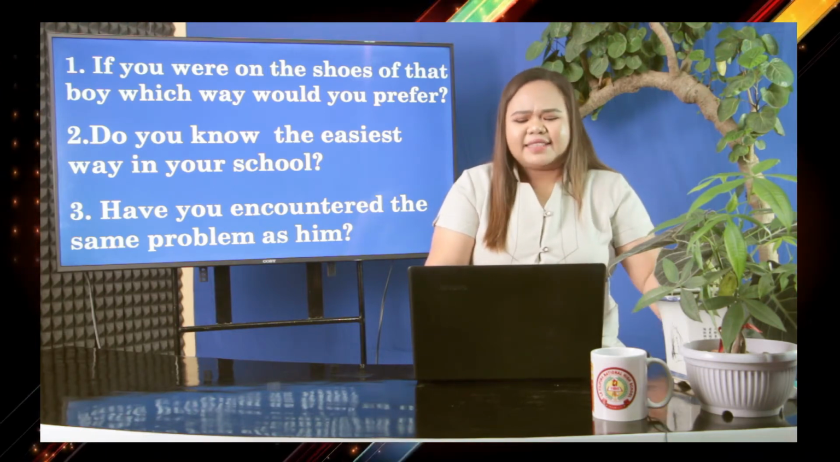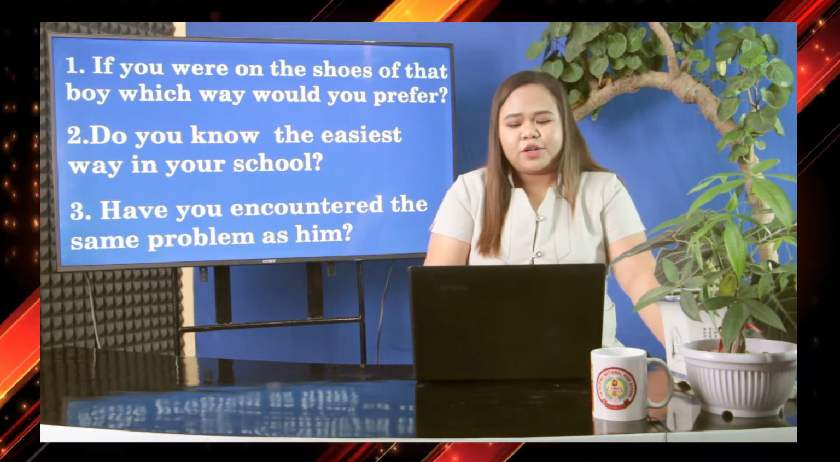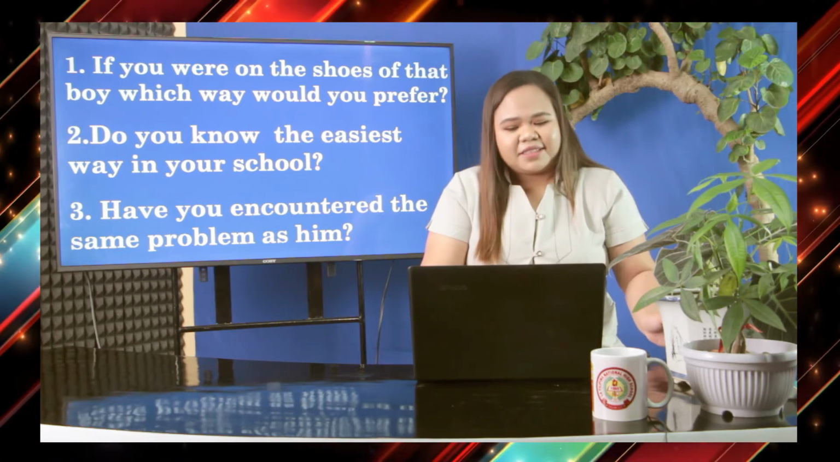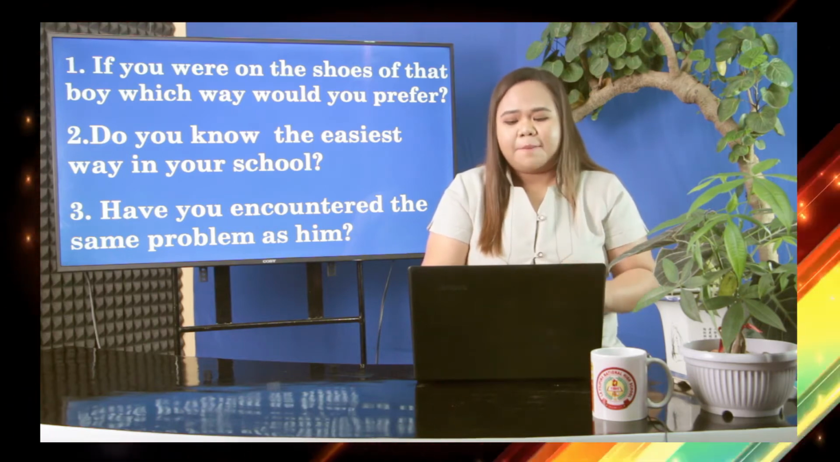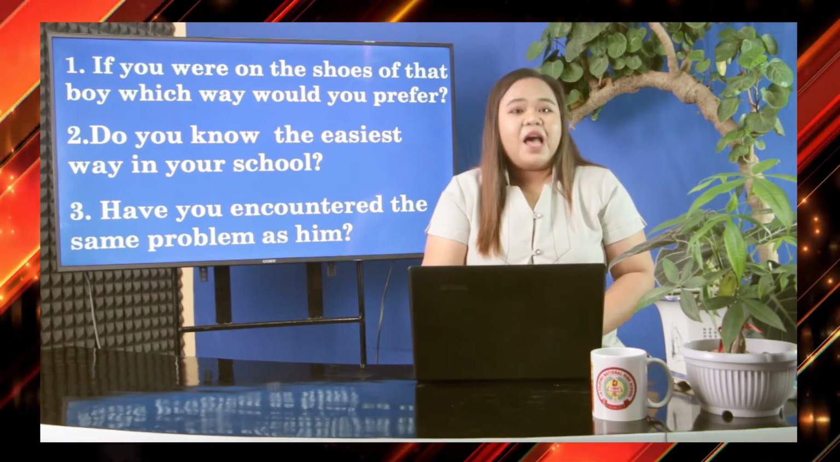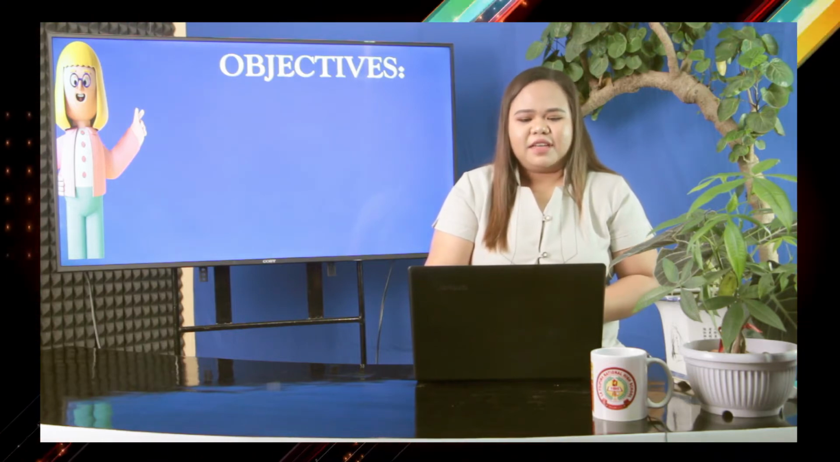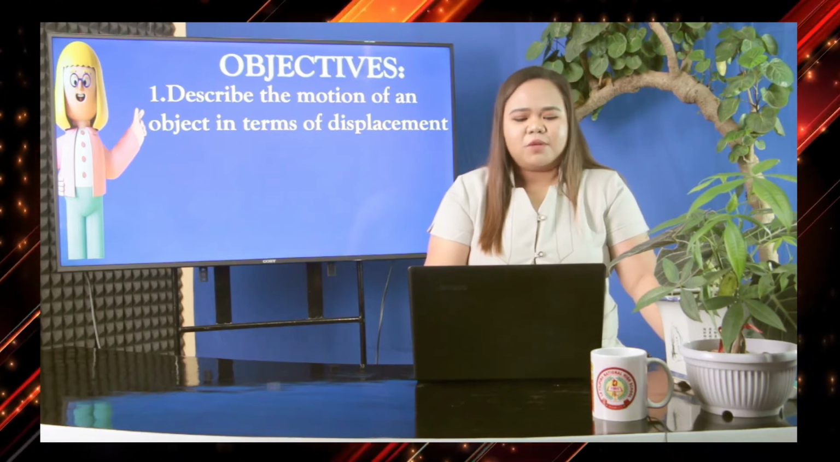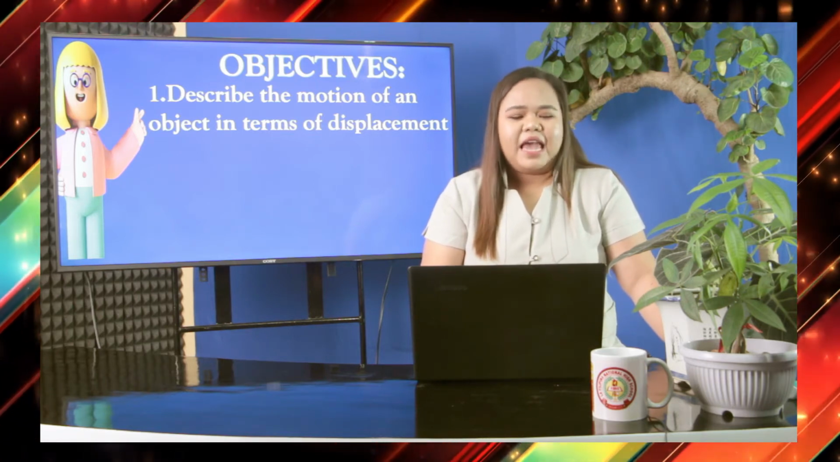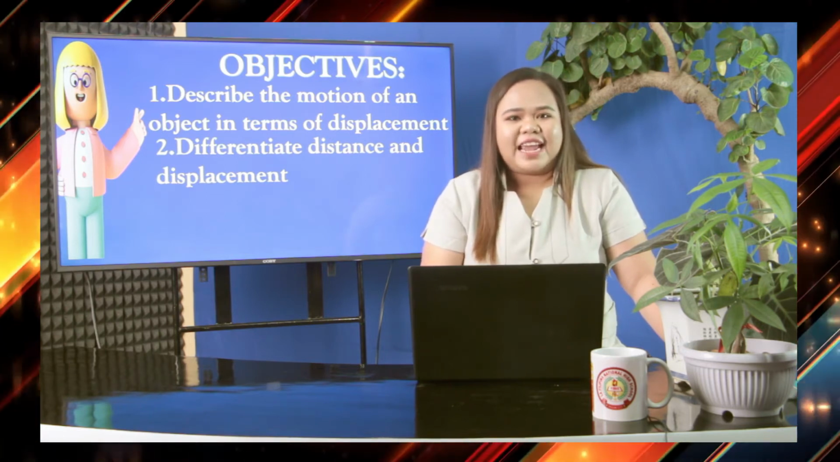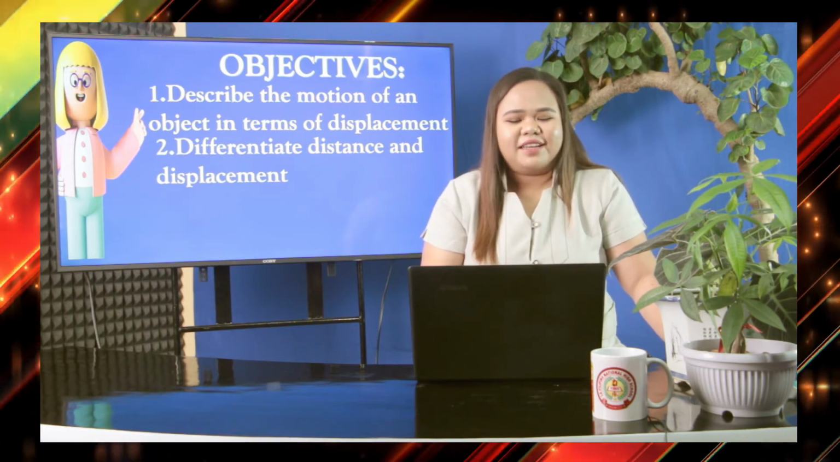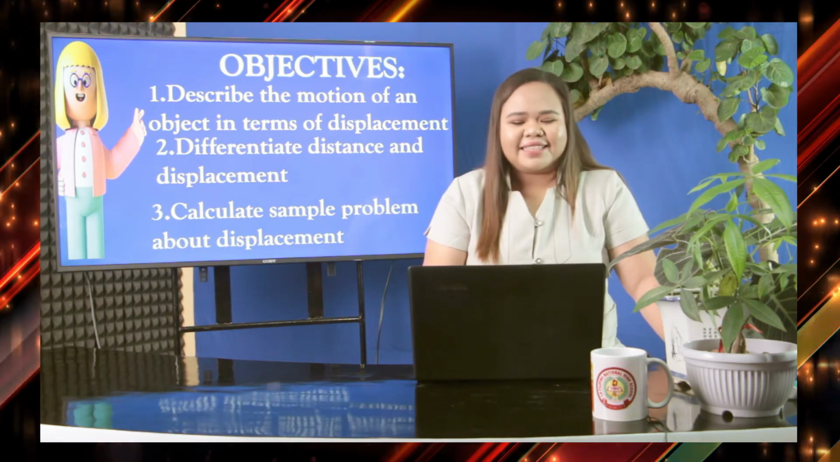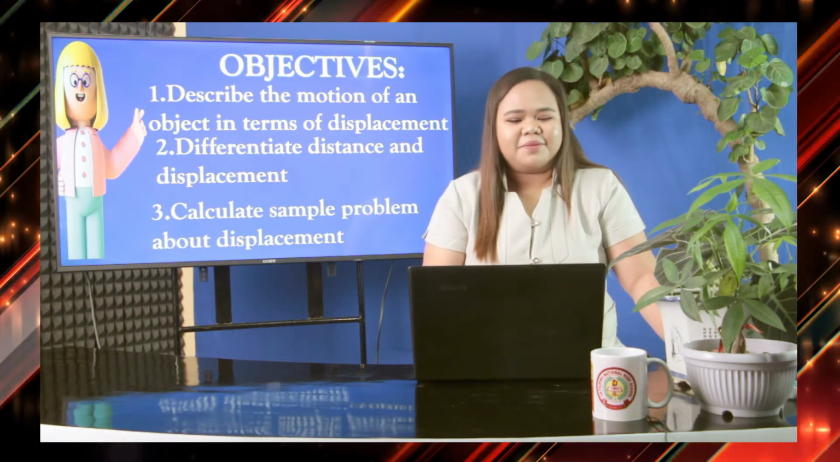Now, why am I asking about the easiest way or the shortcut in a certain place? Because it has something to do with our topic for this day. Okay? For this day, we were going to talk about displacement. Let's have first the objectives. Here are the objectives. Number 1. Describe the motion of an object in terms of displacement. Number 2. Differentiate distance and displacement. Number 3. Calculate sample problem about displacement.